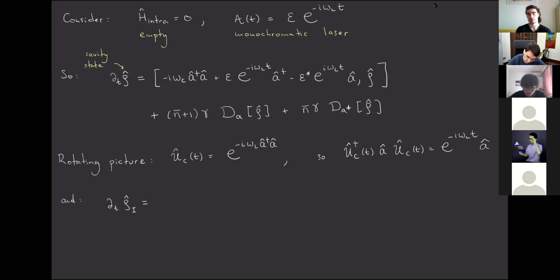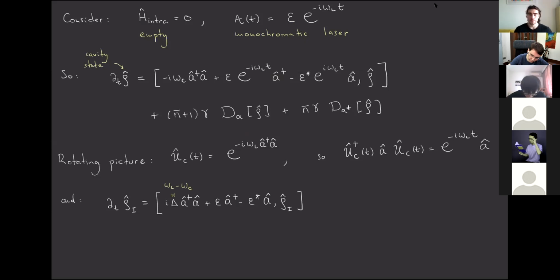So essentially, we have a master equation that looks like this: i delta a dagger a plus epsilon a dagger minus epsilon star a, commutating with the state in the intermediate picture, in the rotating picture. And I remind you that this delta is just the difference between the laser frequency and the cavity frequency.